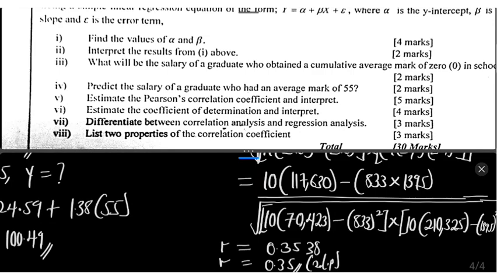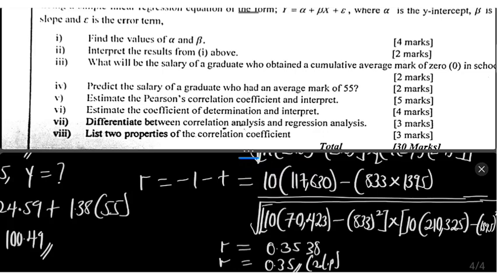Is that okay? Because we are told that r is always within the range of negative 1 to positive 1. So if we are talking about this 0.3, then it becomes a weak positive correlation between the two variables in that case. So that's the interpretation behind this.